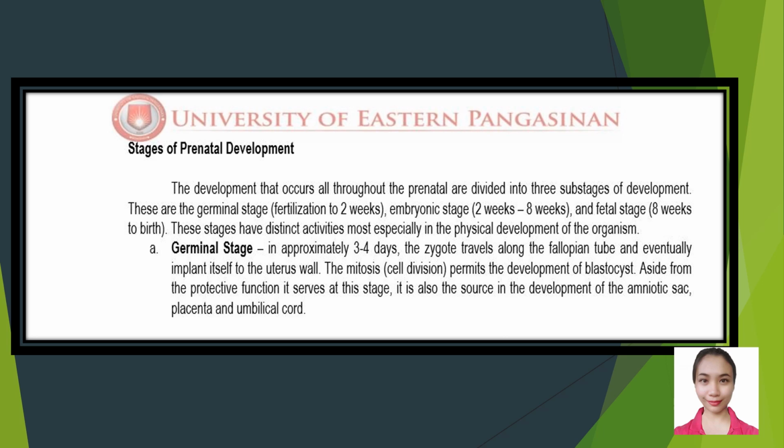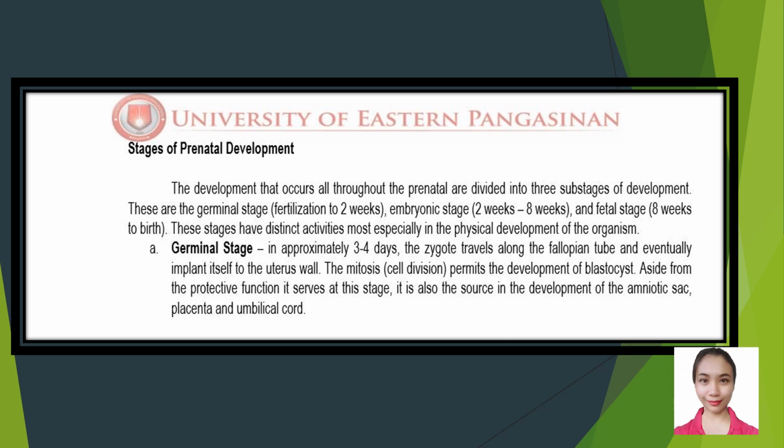So first one will be the germinal stage. In approximately 3 to 4 days, the zygote travels along the fallopian tube and eventually implants itself to the uterus wall. So the mitosis or the cell division permits the development of blastocysts. Aside from the protective function it serves at this stage, it is also the source of the development of the amniotic sac, placenta, and the umbilical cord.